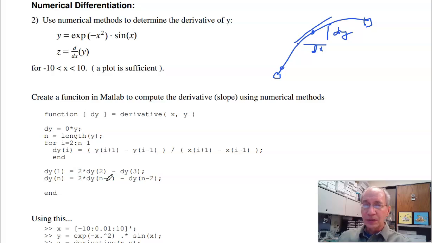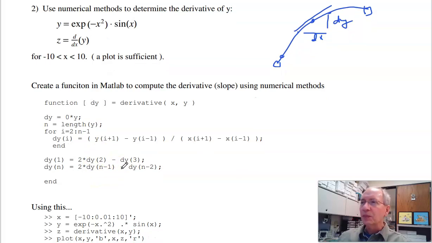Let's see. I hope I do that right. Yeah. Or, no, a couple ways of doing it.